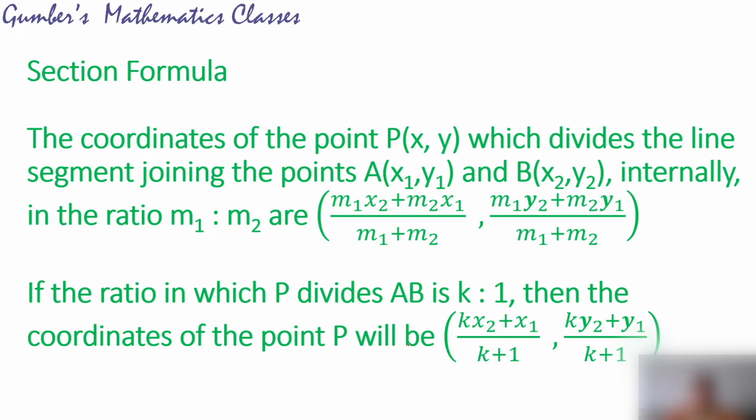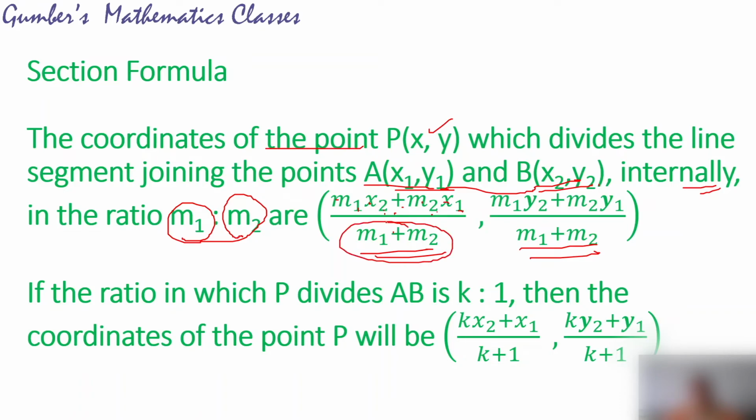This cross multiplication, as we have done for x, you can try for y. Next is the section formula. Now we are concluding this. The coordinates of point P(x, y), which divides the line segment joining the points A(x1, y1) and B(x2, y2) internally in the ratio m1 is to m2, are given by: this is the x coordinate and this is the y coordinate. x will be given as m1x2 plus m2x1 divided by the sum of the ratios. And similarly for y, m1 with y2, m2 with y1 and the sum of the ratios in the denominator.